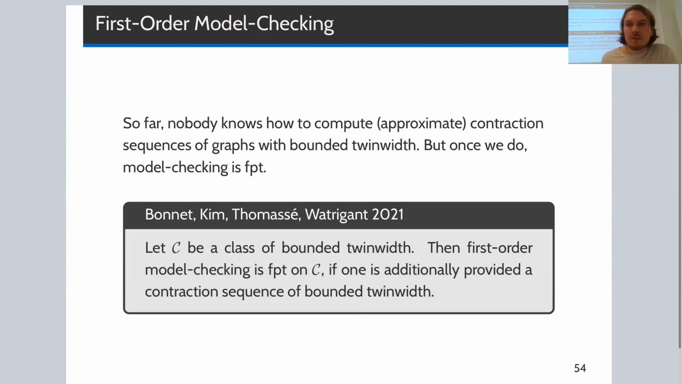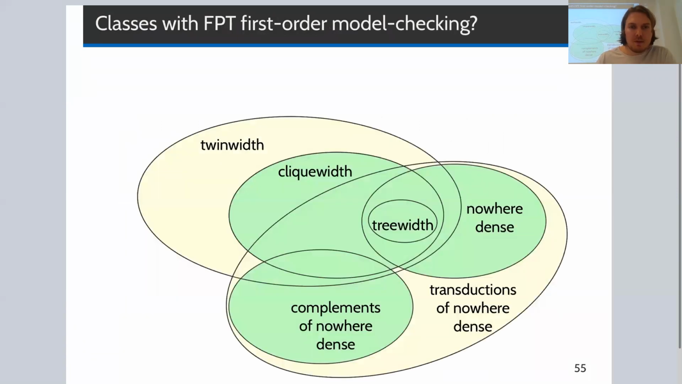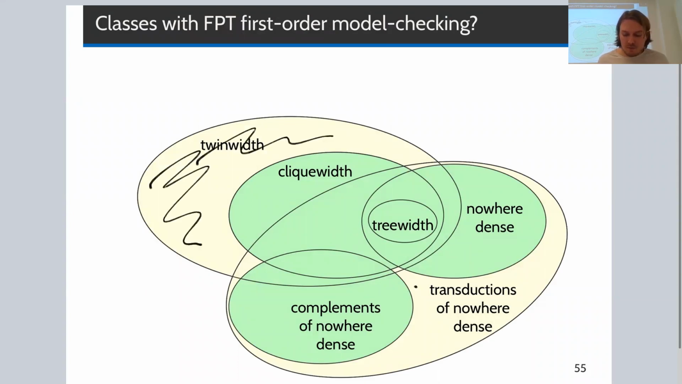Great. So if we could construct these contraction sequences, then model checking would be FPT on classes with bounded twin width. That's why I've drawn this in a different color, because so far we don't know whether you can do model checking there, but we have a good idea, or at least a reason to hope, that it should be possible.